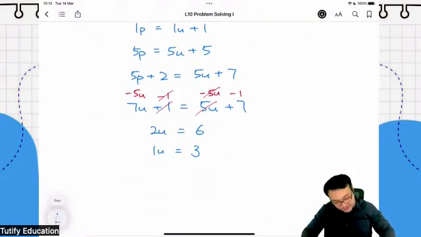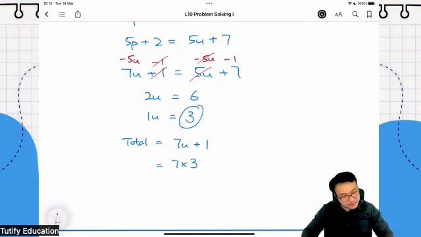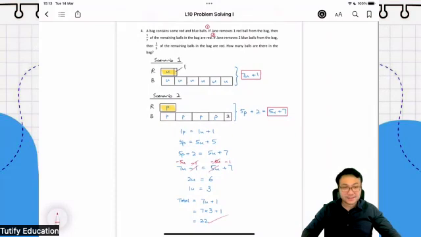Total number of balls. 7 units plus 1. So what is 7 units? 7 times 3. Then you plus 1. What is the final answer? 22. Yes, correct. Well done, Alicia. Do you find that this question is a little bit long? Yeah. But do you understand what's happening? Yeah. Well done, Alicia. Good job.